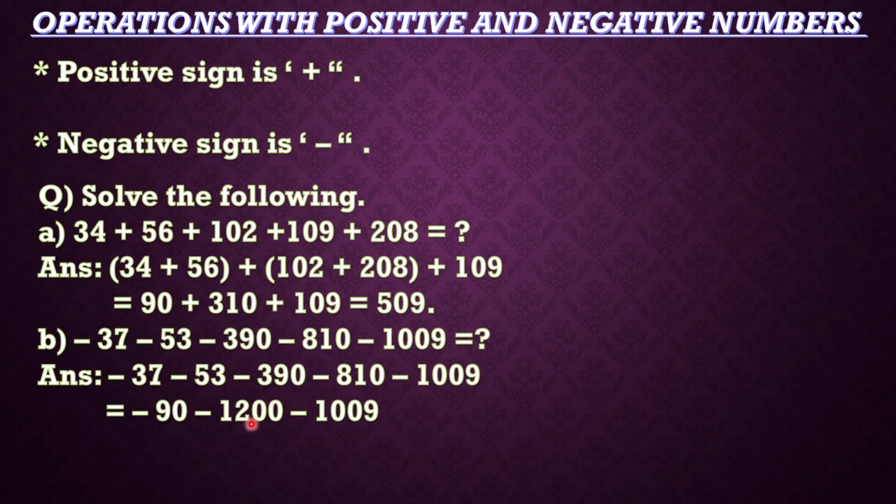And here also 1200 and 1009. So when I add all together, I get 2299. Of course, the sign must be minus only. Please go through this sum, because most of the students get a lot of confusion whether to put plus or minus. Always keep minus when you have all the numbers with minus sign.